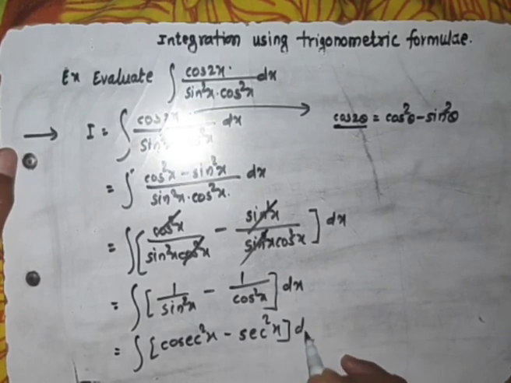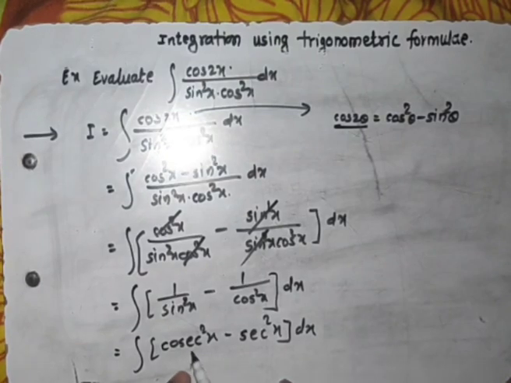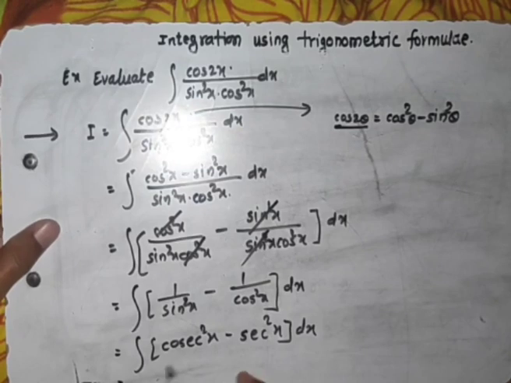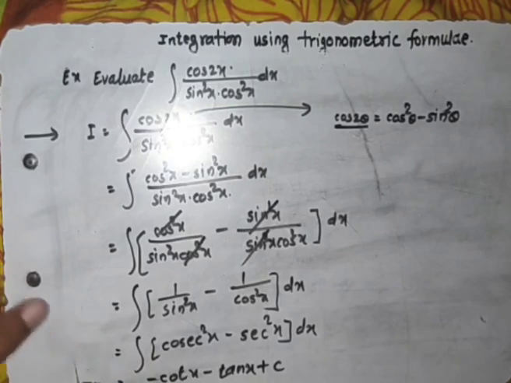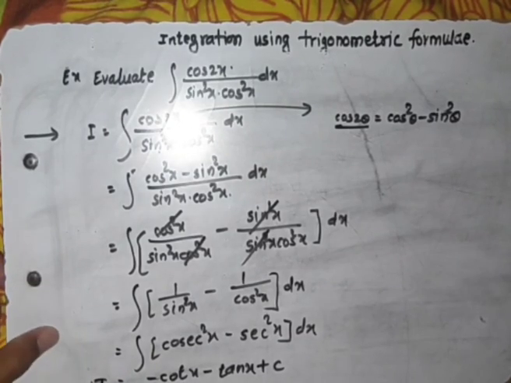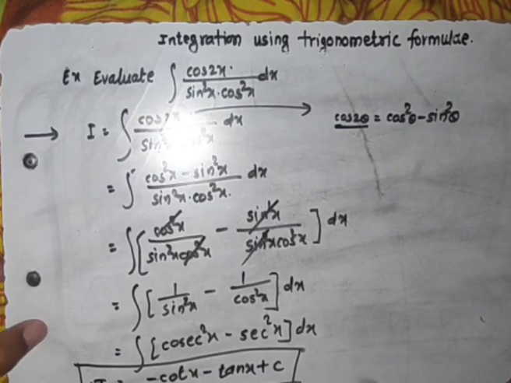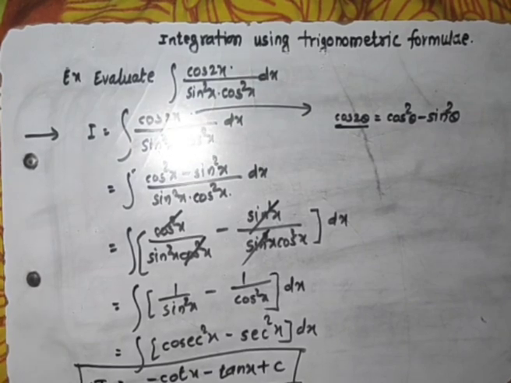We know that these are standard integrals. What is integration of cosec square x? This gives us minus cot x, minus what is integration of sec square x? This is tan x, plus c. You can take this minus sign common, or we can put this answer that I is equal to minus cot x minus tan x plus c.